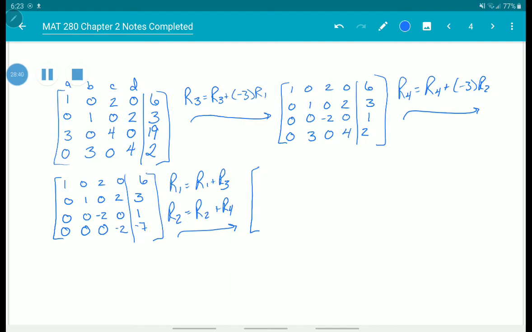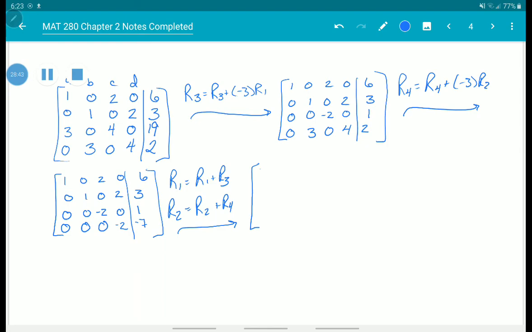Row 1 is going to be row 1 plus row 3. So 1 plus 0 is 1. 0 plus 0 is 0. 2 plus -2 is 0. 0 plus 0 is 0. And then 6 plus 1 is 7. Row 2 is row 2 plus row 4. 0 plus 0 is 0. 1 plus 0 is 1. 0 plus 0 is 0. 2 plus -2 is 0. 3 plus -7 is -4. And then we did not change the last 2 rows. So I'm just going to recopy.